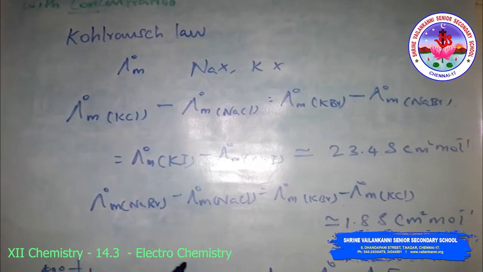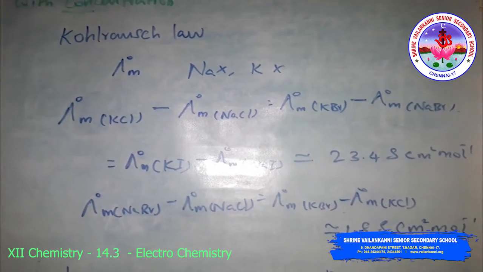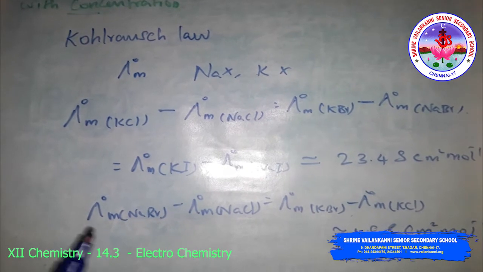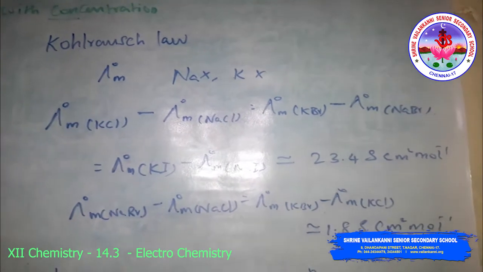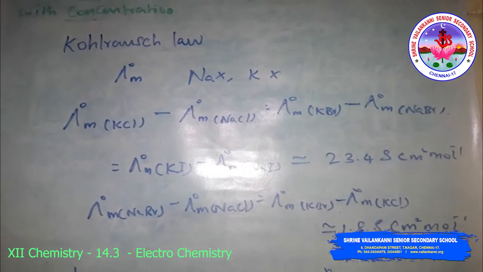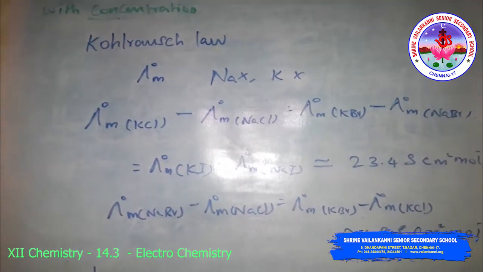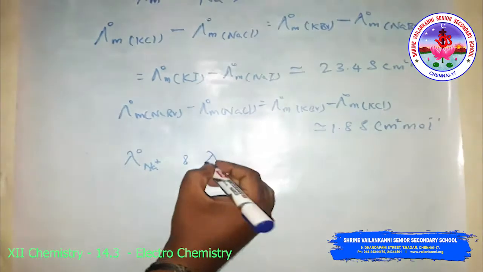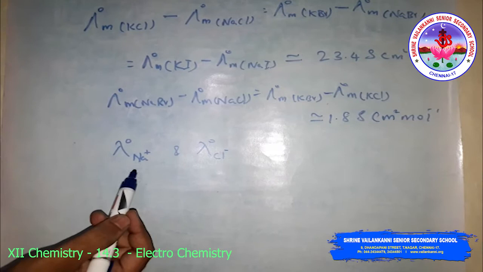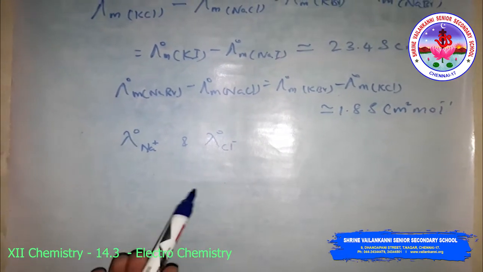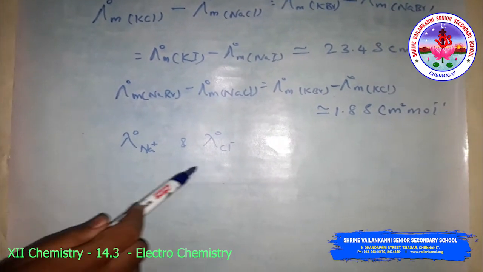So the law is: the limiting molar conductivity of any electrolyte can be represented as the sum of the individual contributions of the cations and anions of the electrolyte. So here, if it is NaCl, we see Na plus and Cl minus, that is the individual contributions of the cations and the anions. The limiting molar conductivity of the sodium and chloride ions are given here.